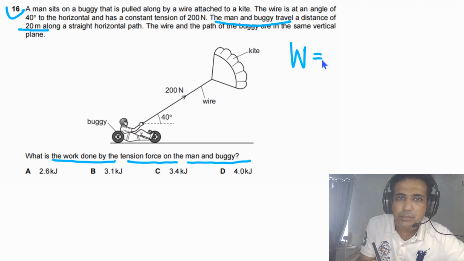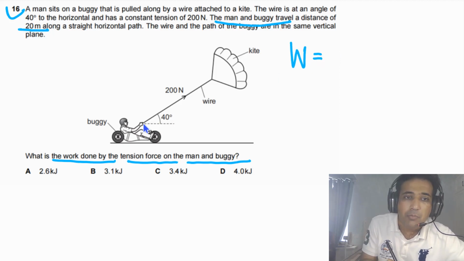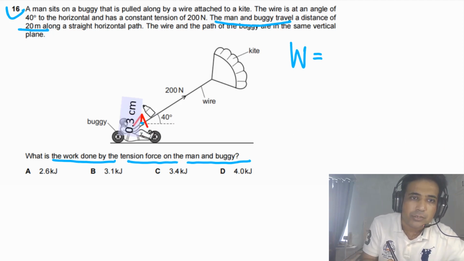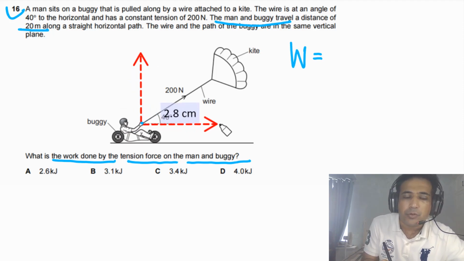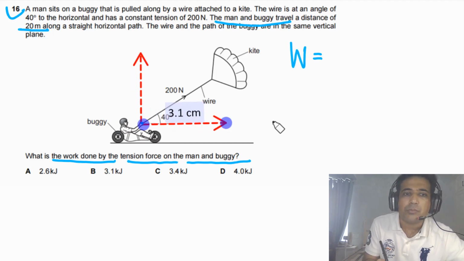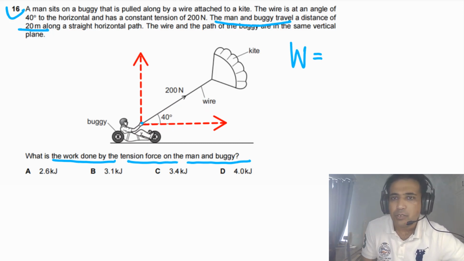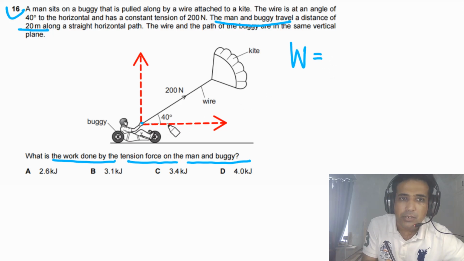The work done in this case will be equal to the component of tension. Tension has two components in this case. One component is vertical, so we can draw this as the vertical component. Another component of tension is the horizontal component. We have to take the component of tension in the direction of displacement. That component is T cosine of 40 degrees.